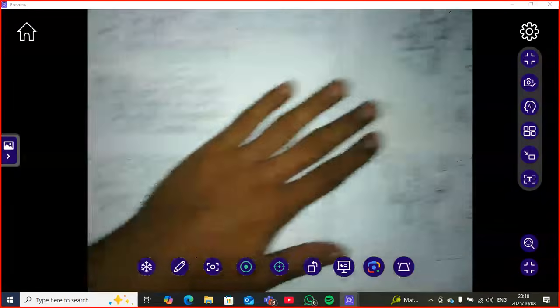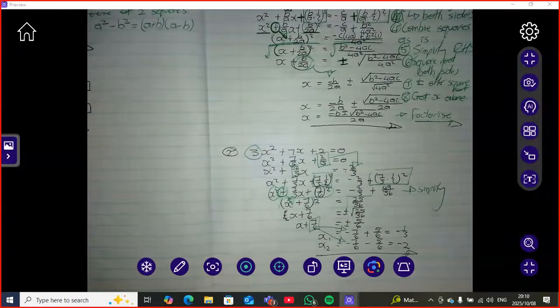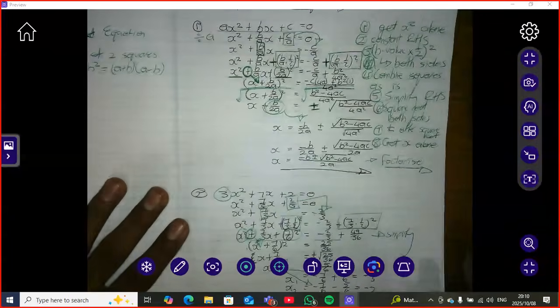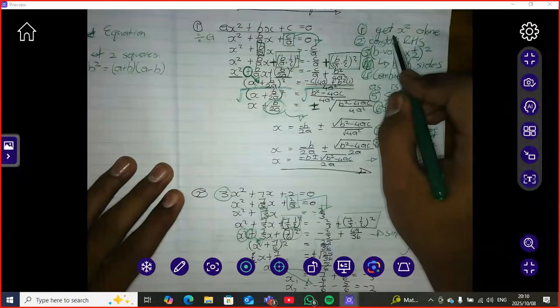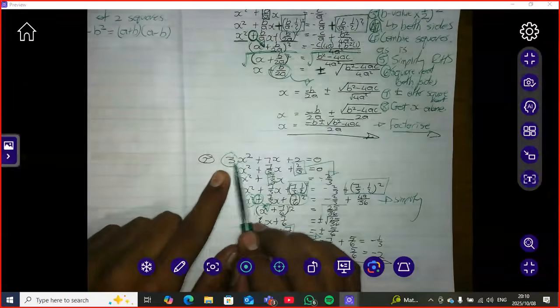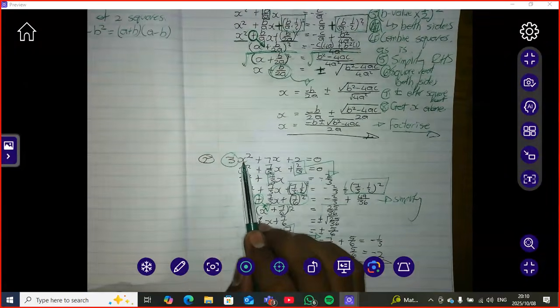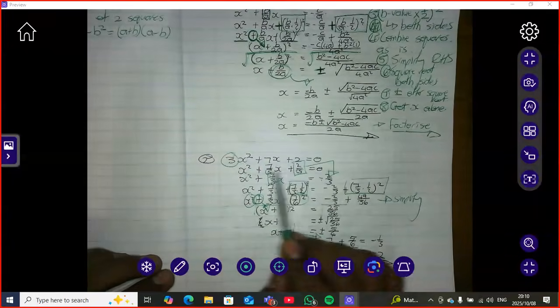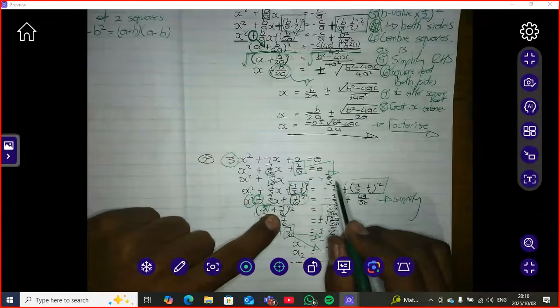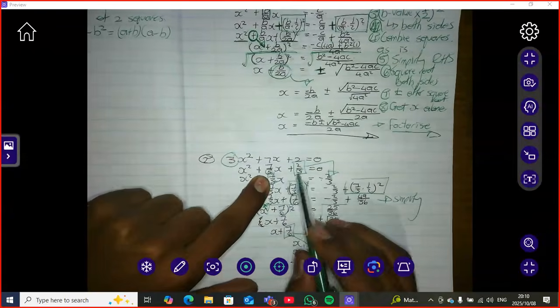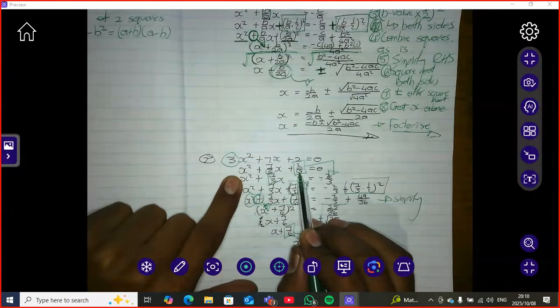Okay, so now we have numbers. Let's look at the steps I gave you. What's the first step? We get x squared alone, right? So here we have a number. To get my x squared alone, what should I do? Yes, I divide with 3 throughout my whole equation. Okay, we did that now. We see 7 over 3 and 2 over 3. My x squared is now alone.